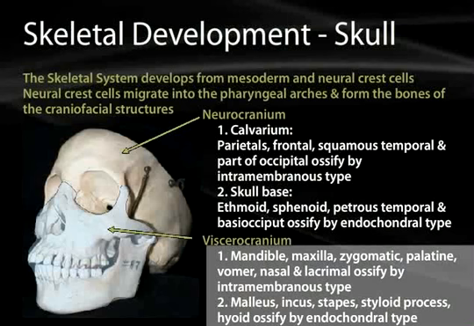Of the visceral cranium, the mandible, maxilla, zygomatic bones, palatine, vomer, nasal, and lacrimal bones will all be intramembranous formation, whereas the three ossicles of the ear, malleus, incus, and stapes, as well as the styloid process and hyoid, will form by endochondral bone formation. And it's the components of the face that largely get the neural crest development.